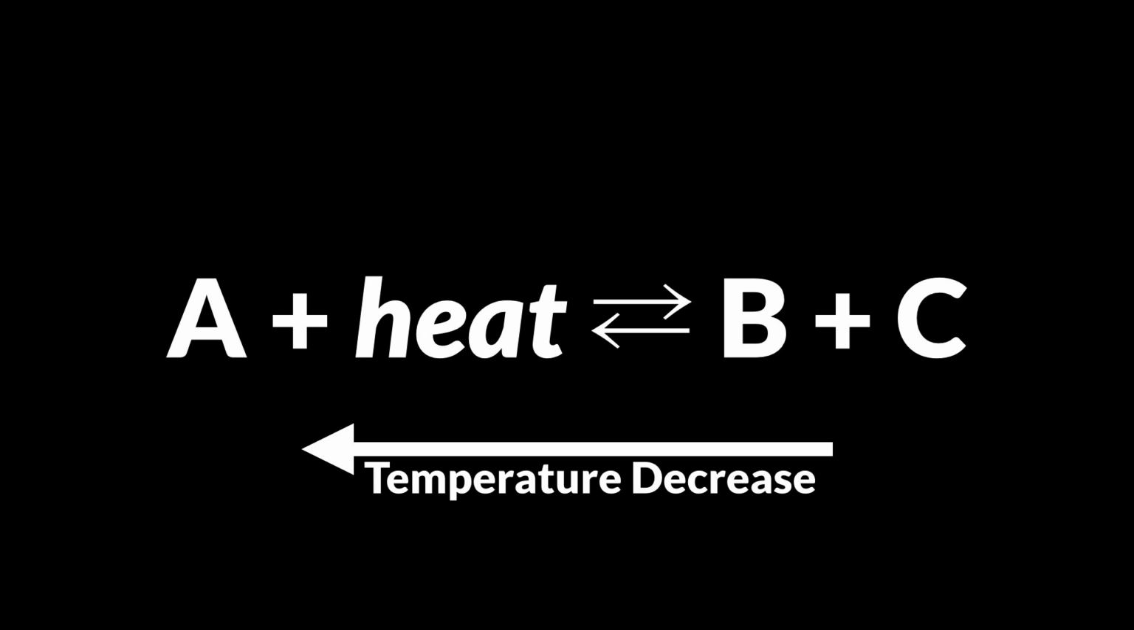And an increase in temperature will be an increase in heat, and it will cause the equilibrium to shift over to the product side. So whether or not an increase in temperature will cause the reaction to become more reactant favored or product favored depends on the sign of delta H. Because if delta H is positive, then the reaction is endothermic, and that means that an increase in temperature will cause the reaction to become more product favored. However, if delta H is negative, then the reaction will be exothermic, and that will cause an increase in temperature to make the reaction more reactant favored.